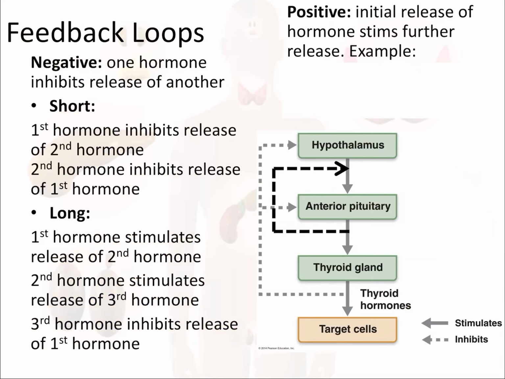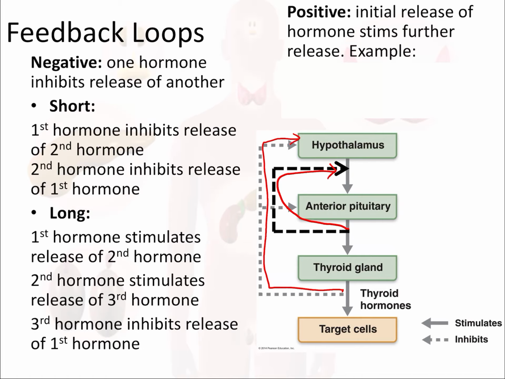Okay, so a couple examples of feedback loops here. Negative feedback loop means that one hormone inhibits the release of another. If it's a short type, then the first hormone inhibits release of the second, but then the second hormone also inhibits release of the first hormone. So that would be shown here, where the anterior pituitary releases a hormone, and that directly inhibits the release of the first hormone that was released by the hypothalamus. But then a long example would be the thyroid hormone that was released, goes back and inhibits all the way back to the hypothalamus.